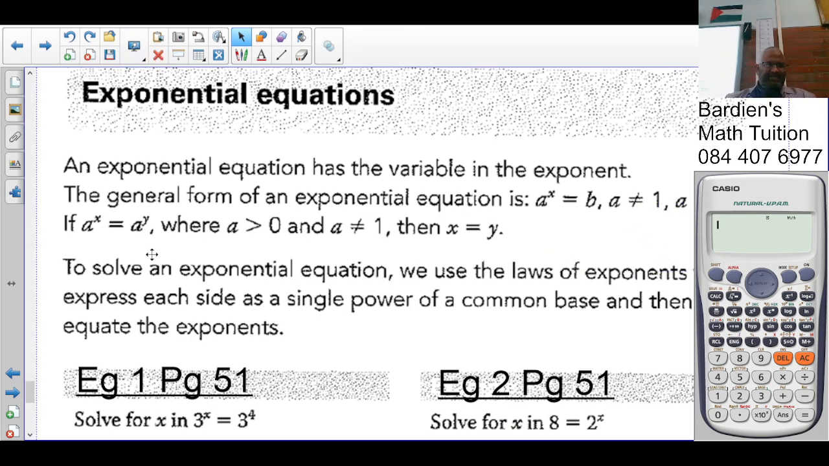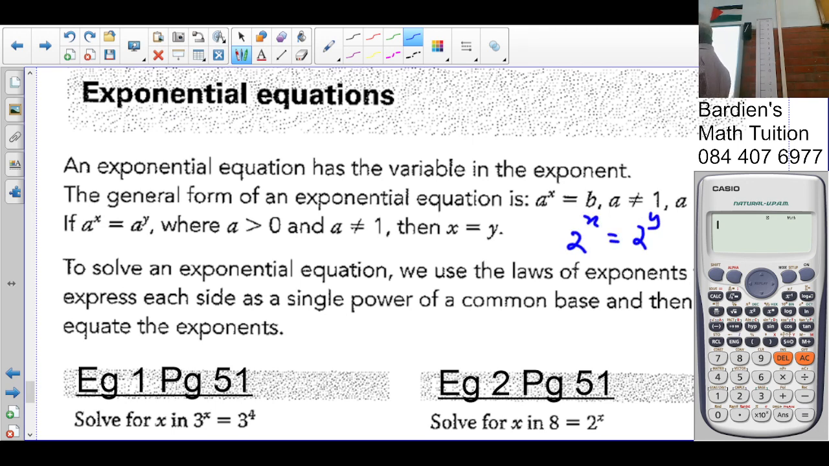If a to the exponent x is equal to a to the exponent y, where a is greater than 0 and a is not equal to 1, then y is equal to x. For argument's sake, another example is, if a is now 2, 2 to the x is equal to 2 to the y. What can we conclude now?